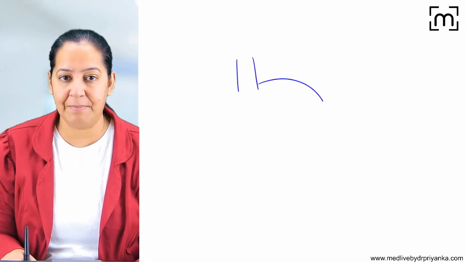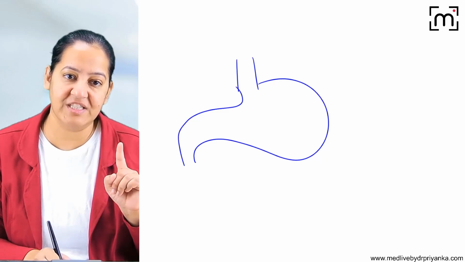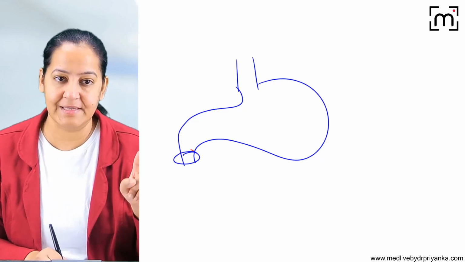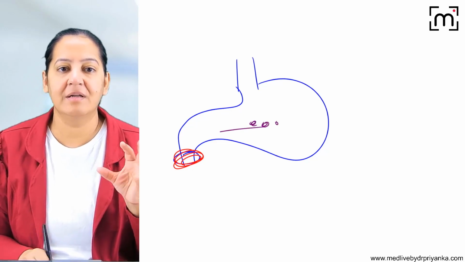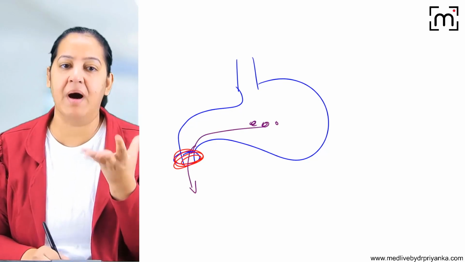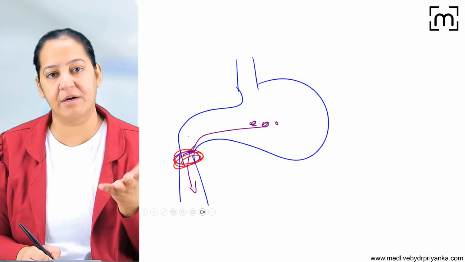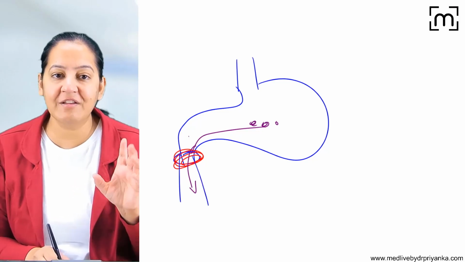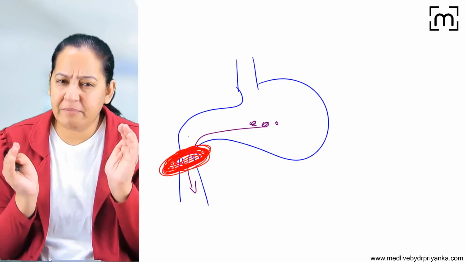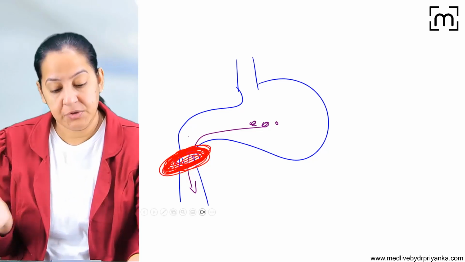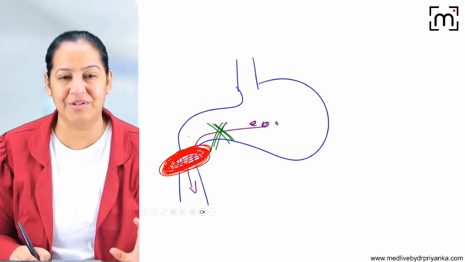Normally, the sphincter is like this. Whenever there is food in the stomach, the sphincter opens and the food passes from the stomach to the duodenum like this. But imagine the wall of the sphincter gets thickened. The lumen becomes very narrow, it becomes closed, so food cannot pass from the stomach to the duodenum.